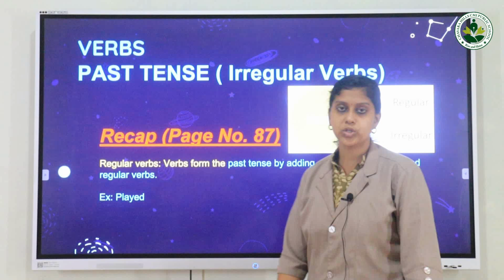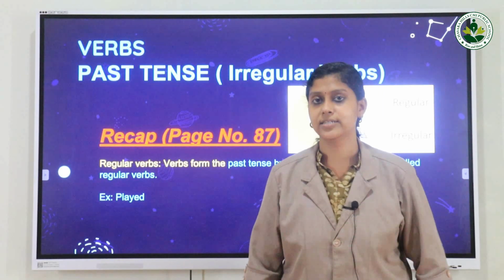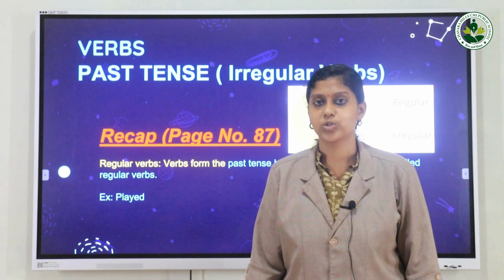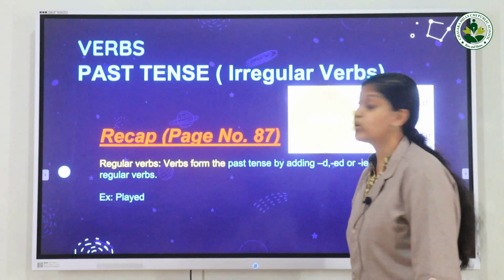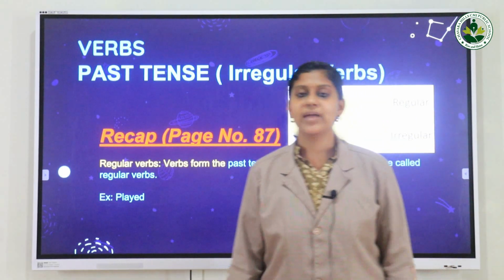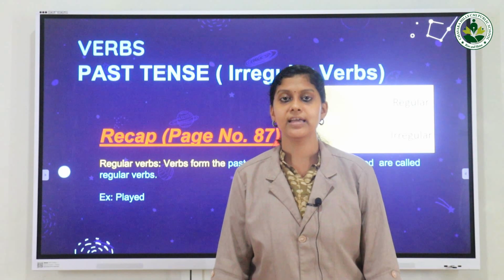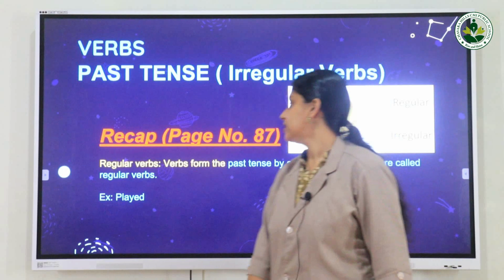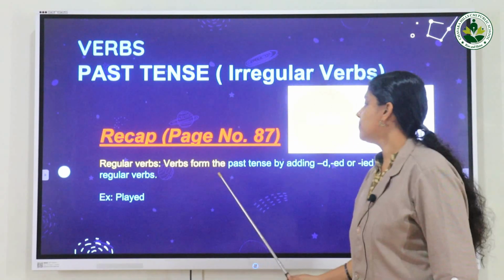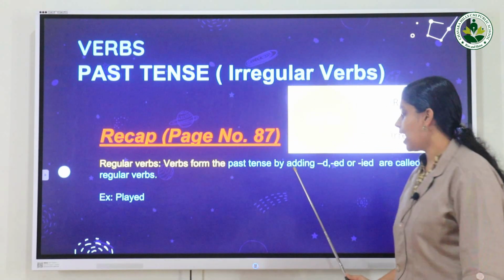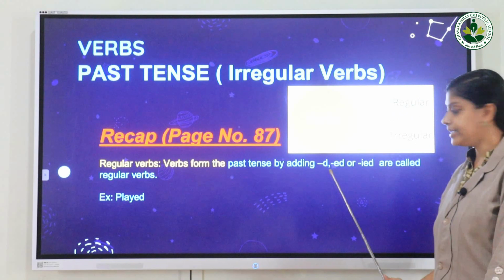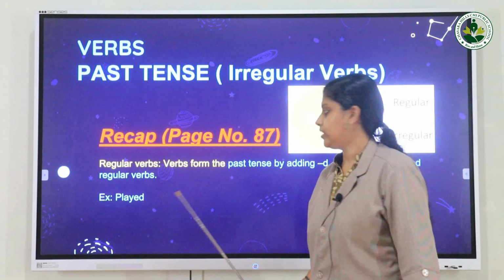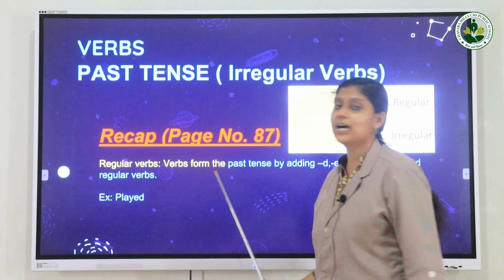Before we go into the chapter, let us recollect what we learned earlier. In the previous grade, you studied about regular verbs. Let me ask you one question. What do you mean by regular verbs? The definition of regular verbs is: verbs that form the past tense by adding d, ed or ied are called regular verbs.